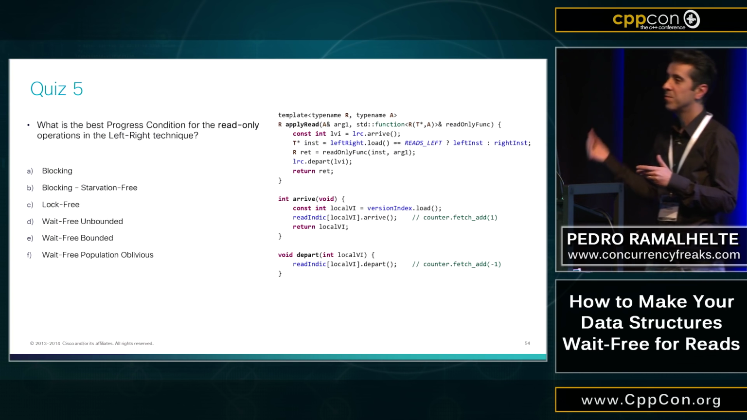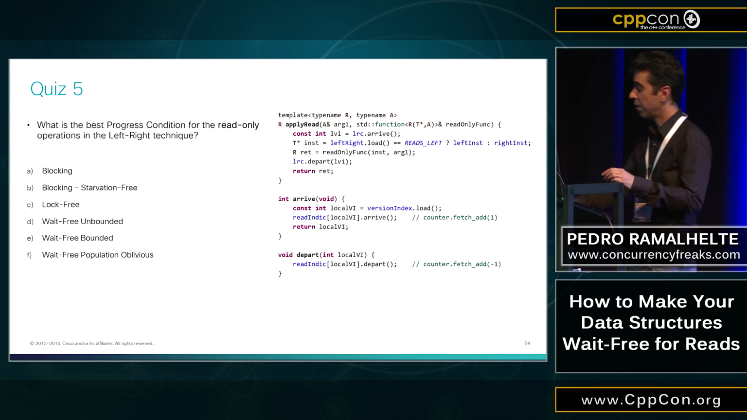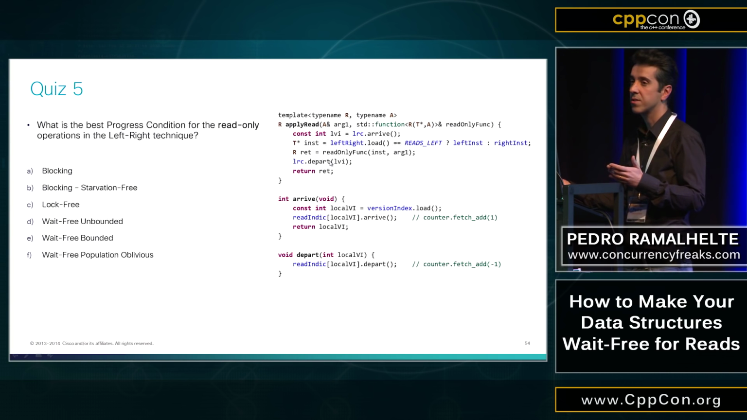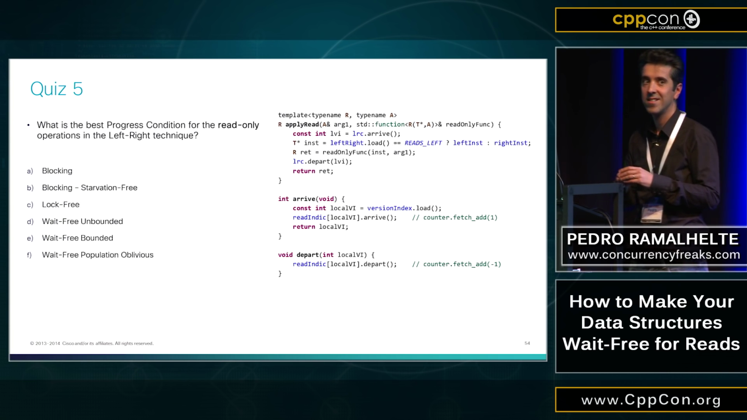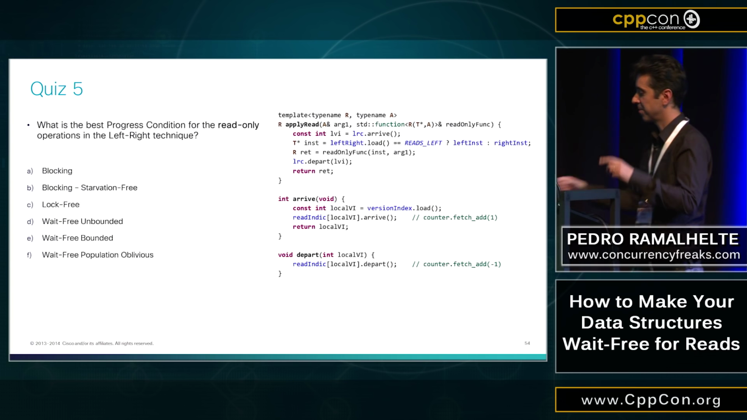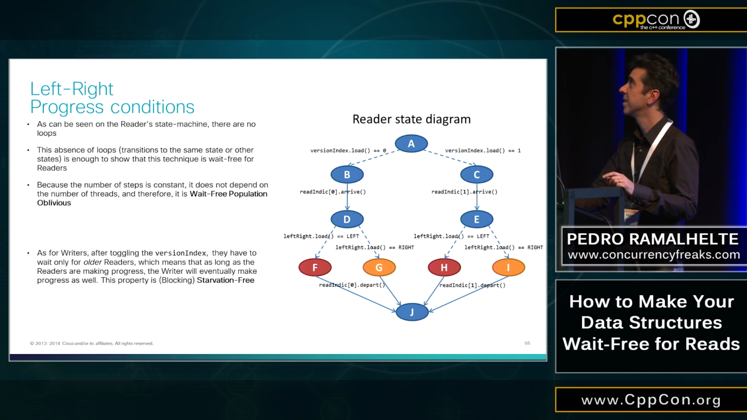And now the same question, but for the readers. Now the readers, what they do is they call arrive and depart, which you see here. You can think of this one as being a fetch and add, and that one as being also a fetch and add. And then they do an atomic load. So basically what they do is fetch and add, atomic load, fetch and add. What progress condition is that? Population oblivious. Yes, that is correct.